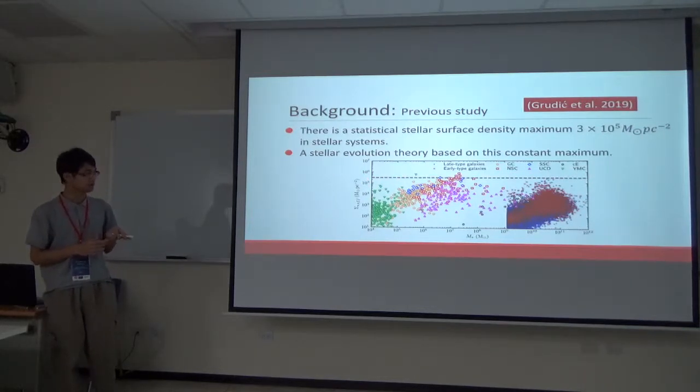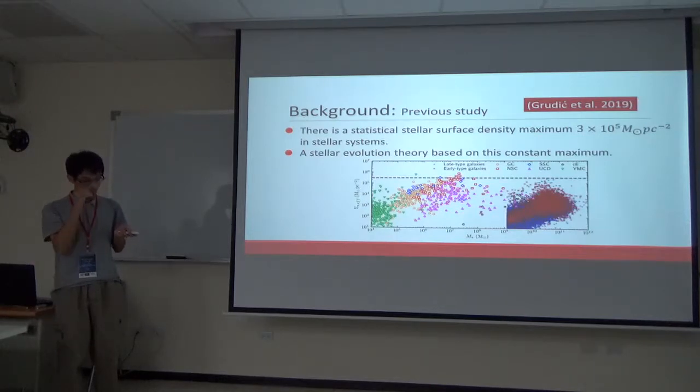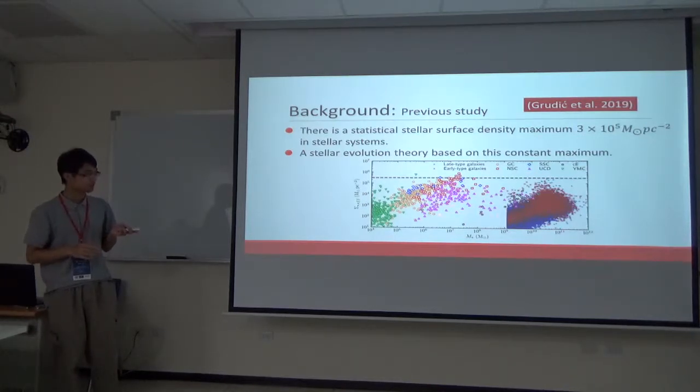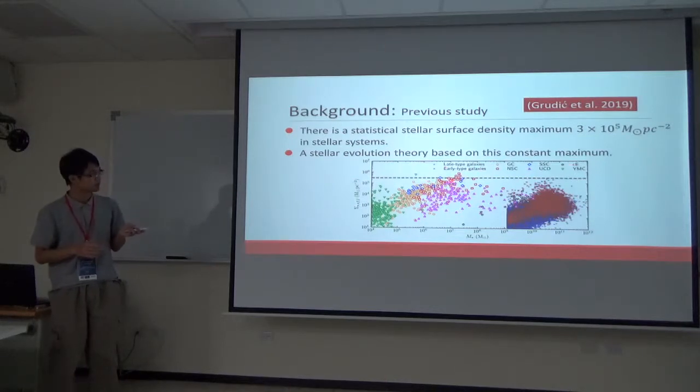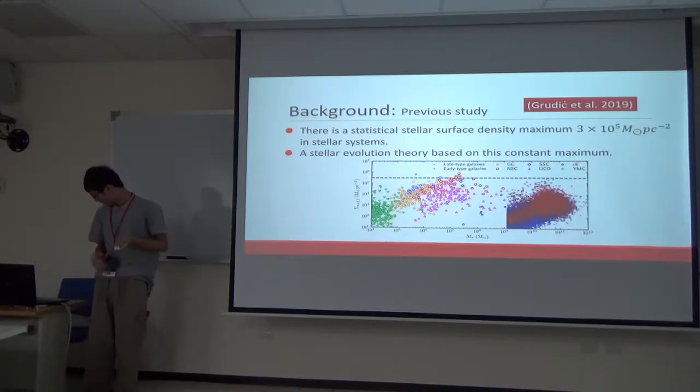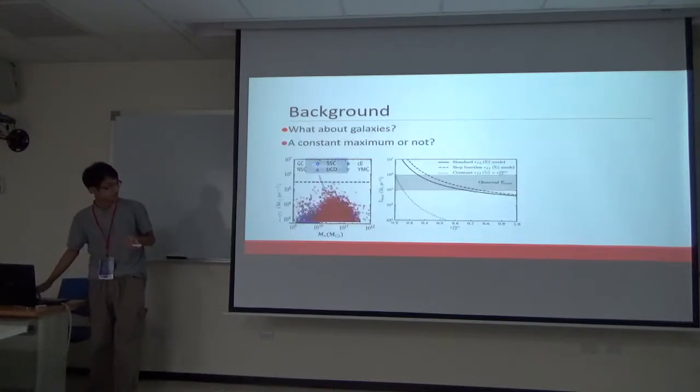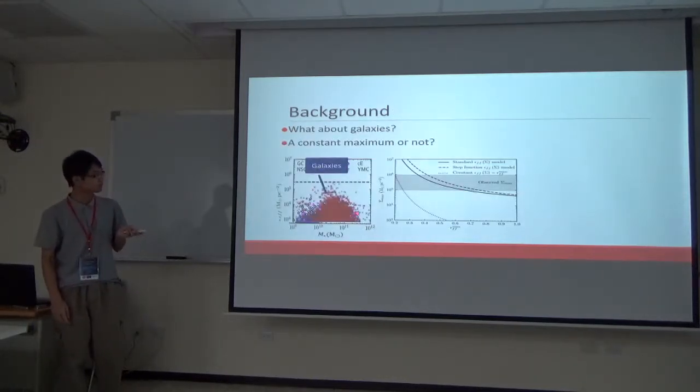In their theory, they calculate a critical density of stellar systems, and with this critical density, they can explain this limit. But there is some problem here. If you consider galaxies, you can see this line does not match the measured density of galaxies, by about 1 order of magnitude.